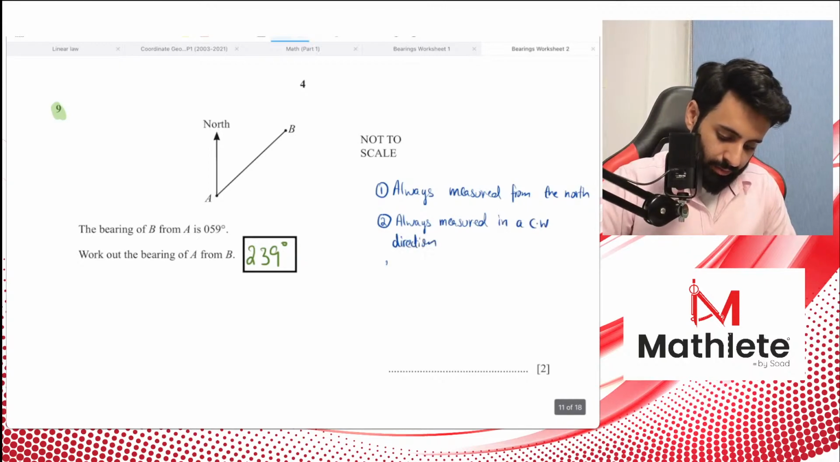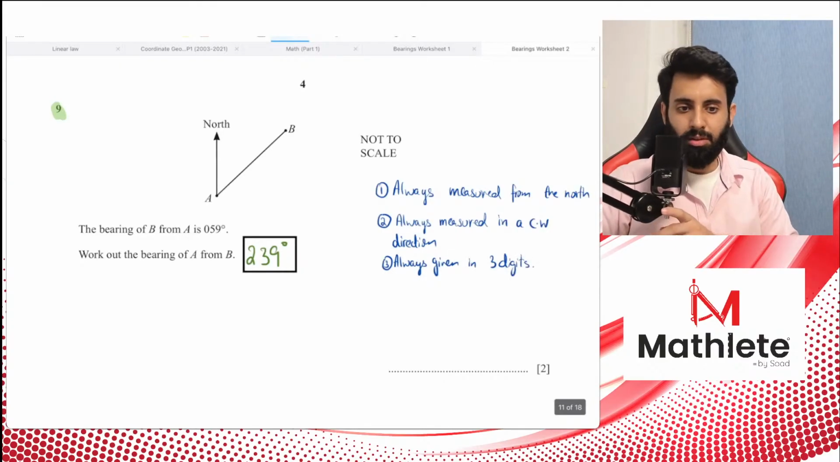And number 3 is that it's always given in 3 digits. At least 3 digits. Could be more, could be less.